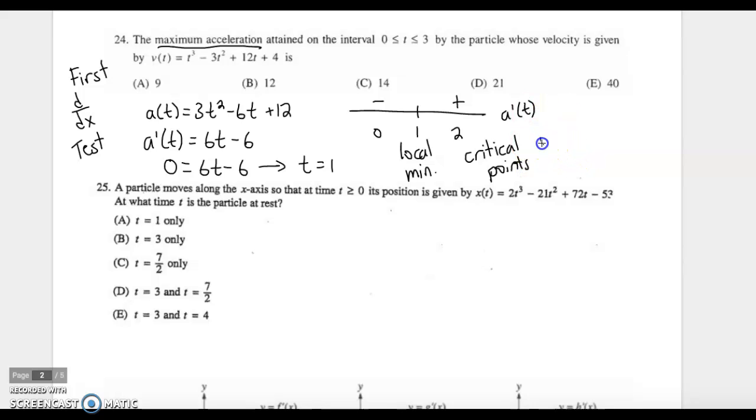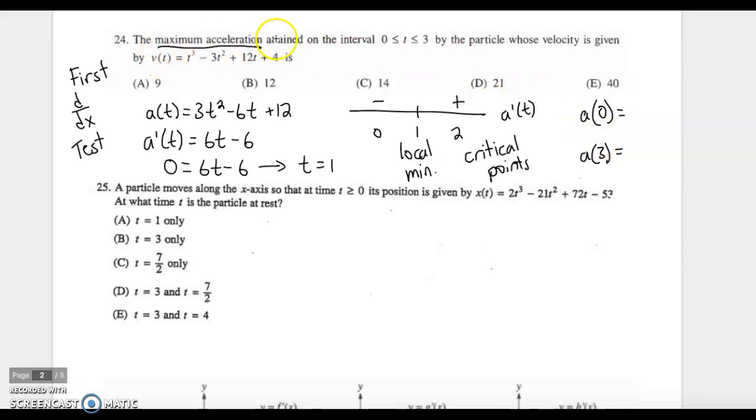And that's the whole purpose of them giving us this interval, right? I'm trying to find the maximum on this interval, and your maximum can only occur at your critical points or at your endpoints. So I'm going to find A of 0 and A of 3, and we'll see which one of those is the largest.